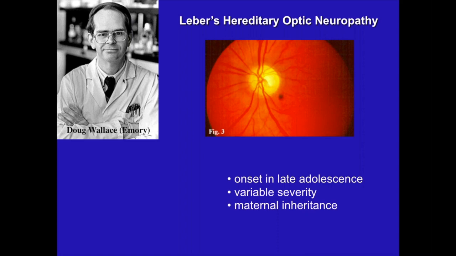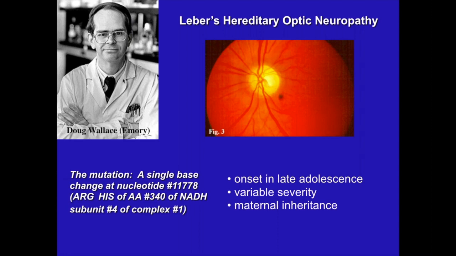So Doug Wallace called up a friend at the research arm at Emory and asked them to help him analyze mitochondrial DNA in this family. And what he discovered was his hunch was right. They had a mutation. There was a single base pair changed at nucleotide 11,778 of the human mitochondrial genome, and it changed an arginine to a histidine at amino acid number 340 in one particular protein in the electron transport chain. Now, such a small mutation, how could it cause blindness?